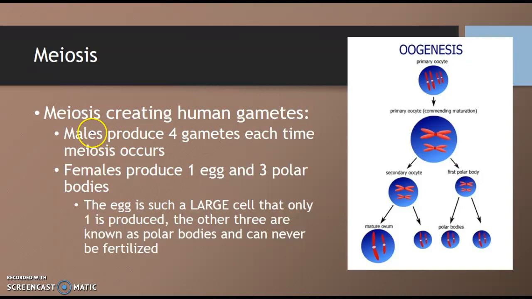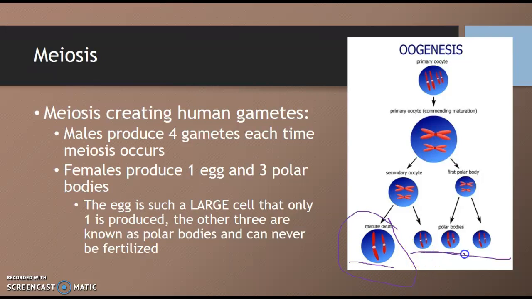So when we look at meiosis creating human gametes, this is kind of interesting. In males, you create 4 sperm and that's kind of it. But females are different. We produce 1 egg and 3 polar bodies. The egg is pretty much one of the largest cells in the female body. It takes a lot of cellular machinery like mitochondria, etc., and it takes a lot of energy to make. So we only create 1.